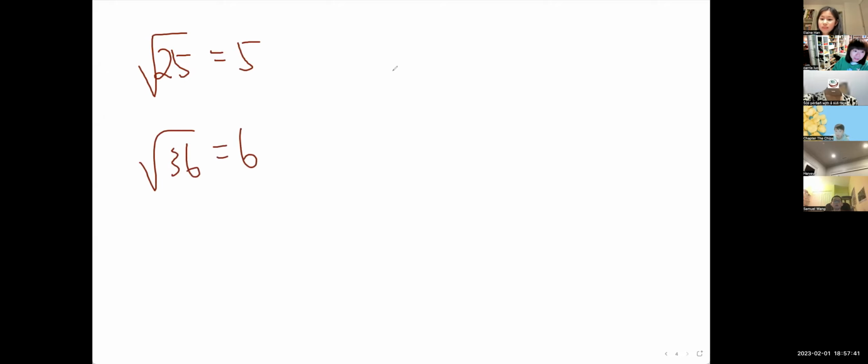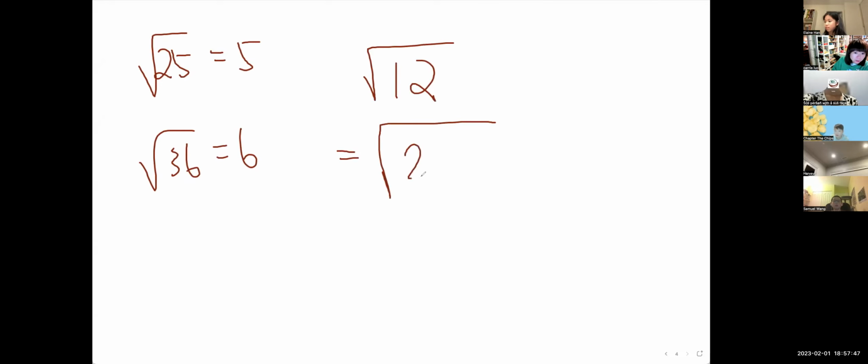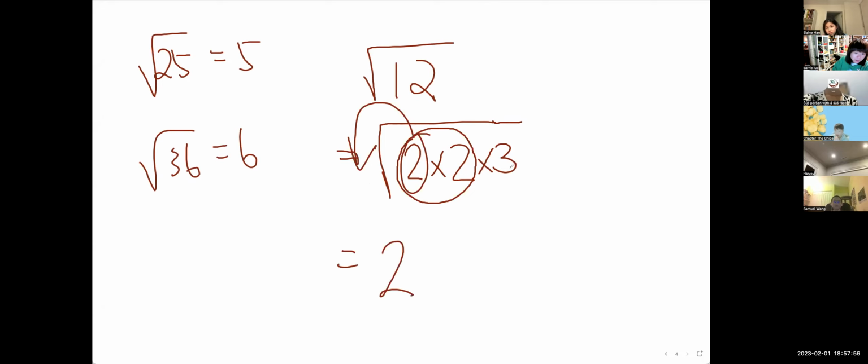Okay, everybody? So you think, oh teacher, square root 25 equals 5, square root 36 equals 6, why do you need to make it so complicated? Yes, but if I give you square root 12, what does it equal? Square root 12 equals 2 times 2 times 3. Correct, everybody? So every pair, you take out 1. So the answer is 2 and 3.